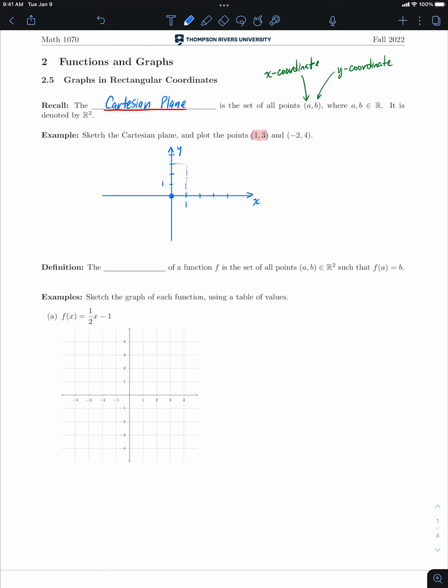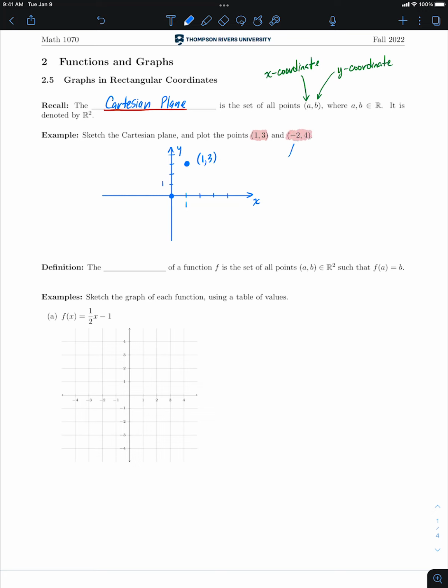That would aim you right to this point. Oops, now it's going to take forever to get rid of those. But that's going to give you this point right here. So that is what the point (1, 3) looks like. And then what about the other point over here, (-2, 4)?